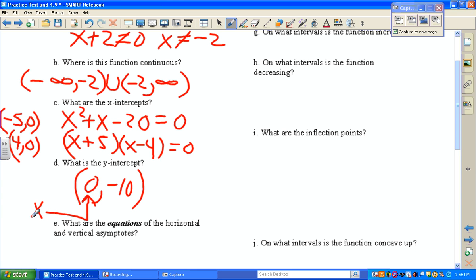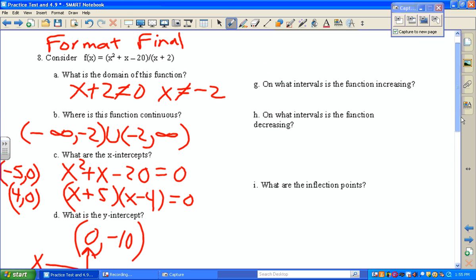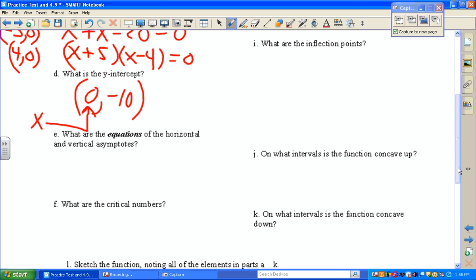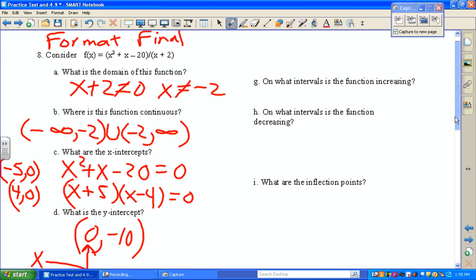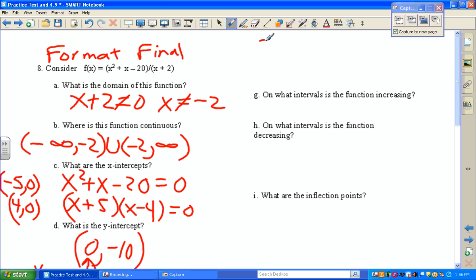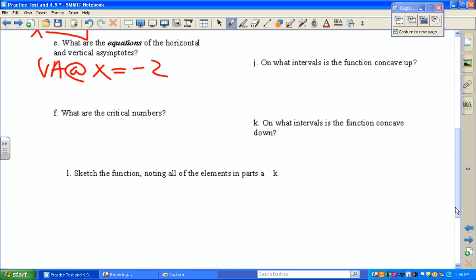What are the equations of the horizontal and vertical asymptotes? X equals -2, you write as the vertical. Vertical asymptote at x equals -2. And remember the degree, there is an oblique asymptote because it's 2 over 1. Well, I think it's not, but just for the spirit of practice, yeah, we can do a little OA. Yeah, you can try it.